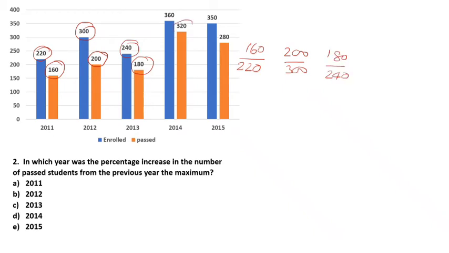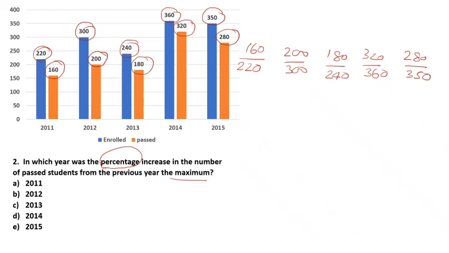Here 320 passed out of 360. So 320 students passed out of 360. And here 280 students passed out of 350. So 280 students passed out of 350. We need to find out the answer in percentage. We want to find out the answer in percentage and which is the maximum.